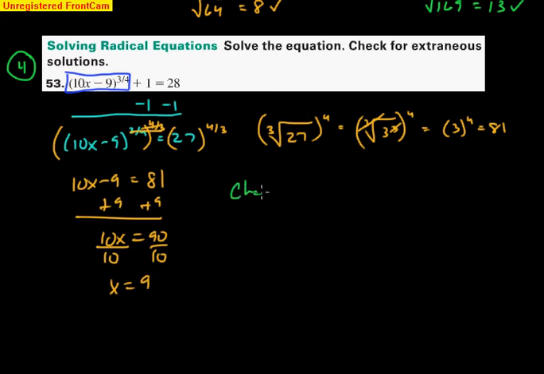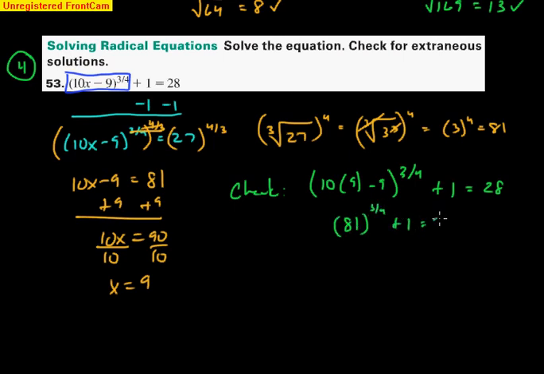So the check, 10 times 9 minus 9 to the 3/4 plus 1 equals 28. And now I will try to do this all at once. 10 times 9 is 90. 90 minus 9 is 81. Again, you can use your calculator.